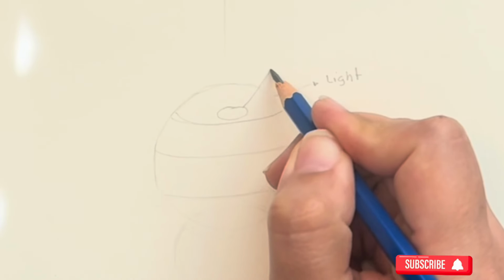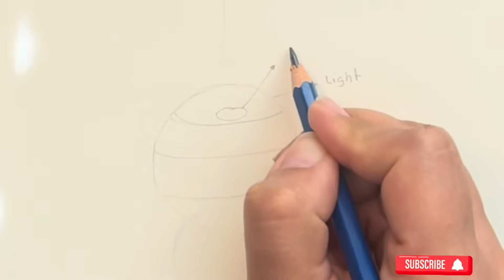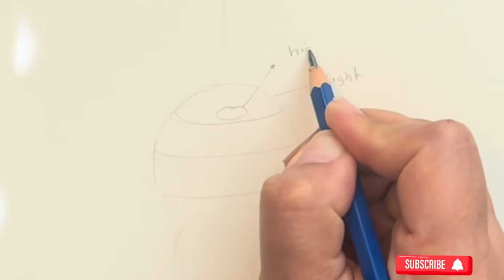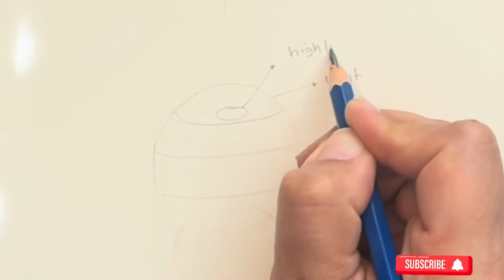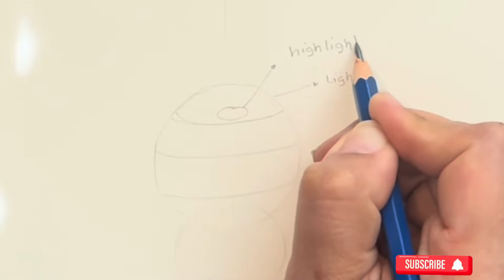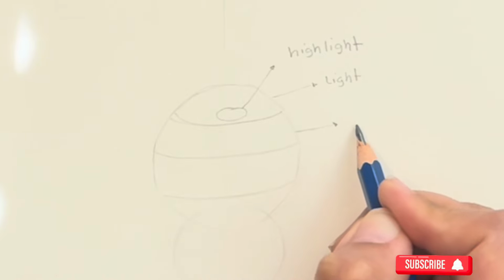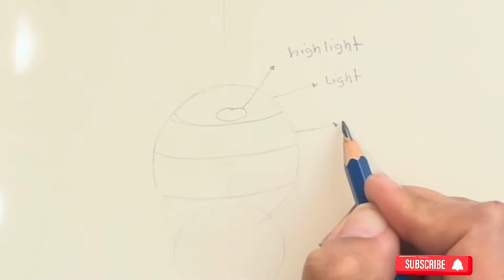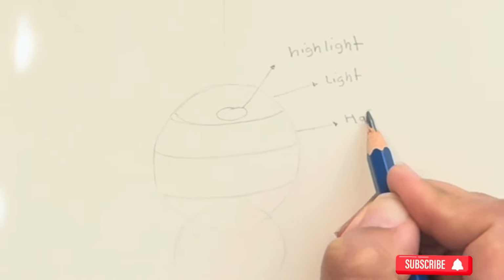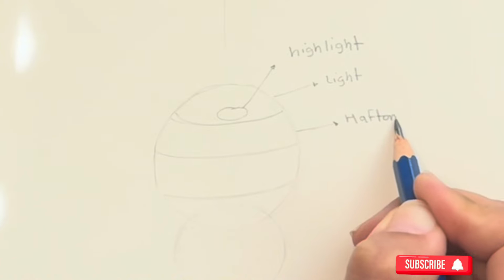The first area is the light section. Inside this area, we have the highlight, the brightest point where the light directly hits the surface. After that comes the halftone. Then we have the core shadow. And finally, we have the reflected light.